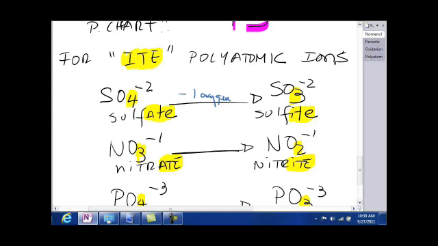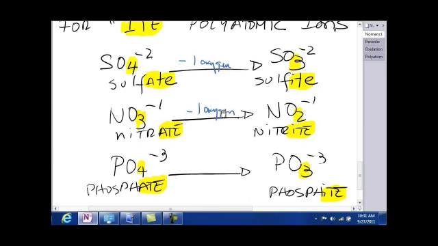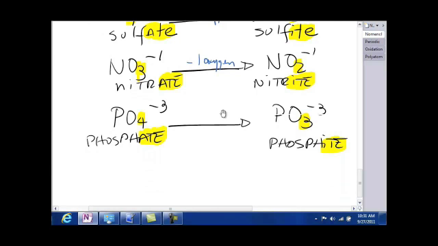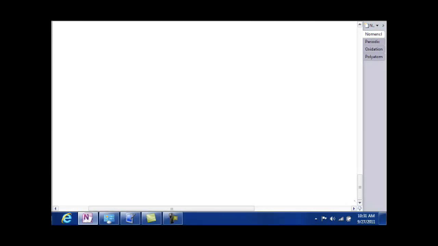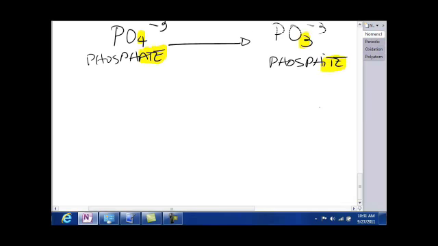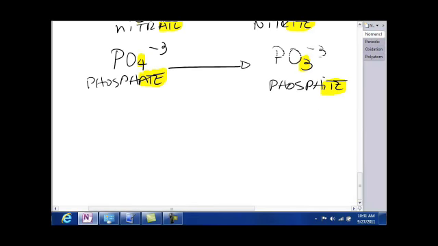and so instead of being SO4 minus 2 is what? SO3 minus 2. If nitrate is NO3 minus 1, what's nitrite? I knock out an oxygen. So instead of having 3 oxygens, I have 2. But the charge doesn't change. Are you with me? If phosphate was PO4 minus 3, phosphite. Okay? And then you do your grits.